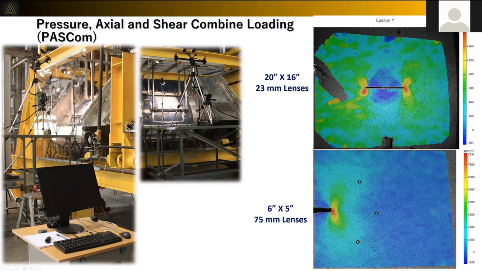This is what we call a PASCOM fixture, where we have pressure, axial, and shear combined loading. So this represents a commercial aircraft size fuselage curvature. It's a stiffened panel with a crack in the middle. Now in this case, you can see that we have two systems mounted to the same article. One looking at the global displacement, any anomalies that could cause the final failure or failure initiation. At the same time, we were interested in the crack tip strain.